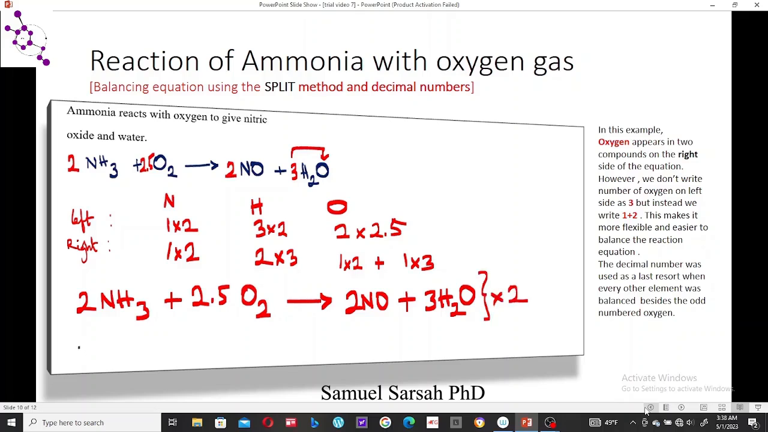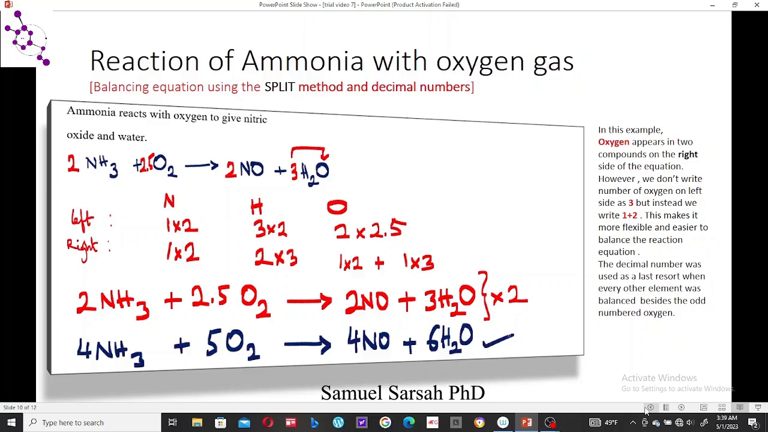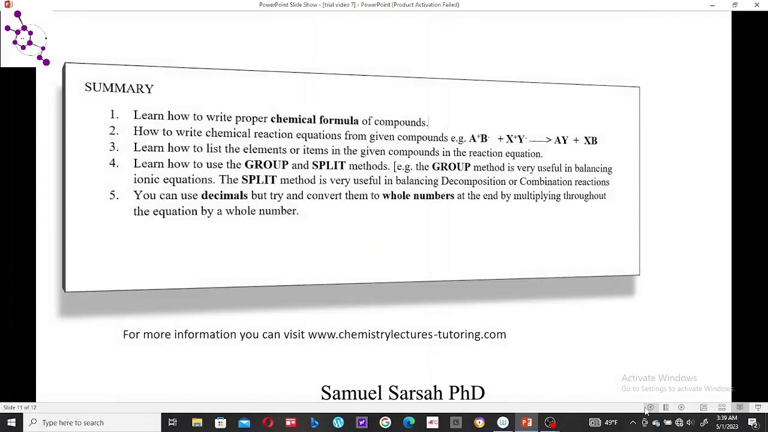So now we are done. Everything is balanced now. Okay, this is a summary of balancing chemical equations. So I am listing the most important things that you need to know to balance chemical equations.